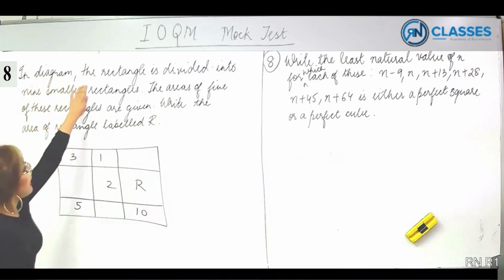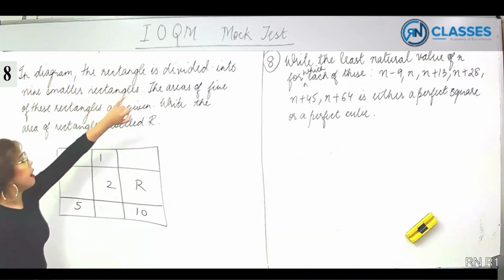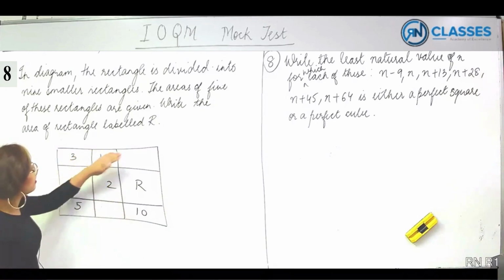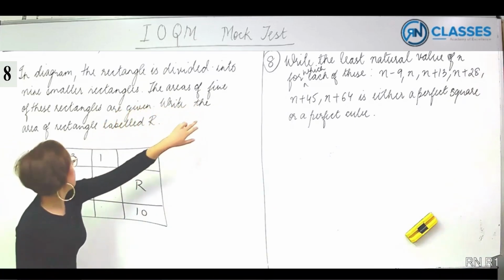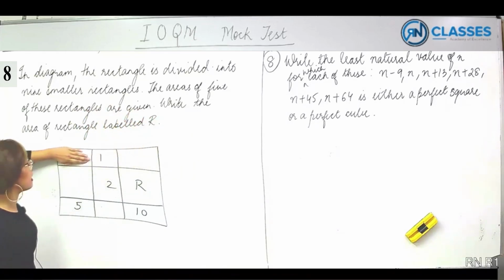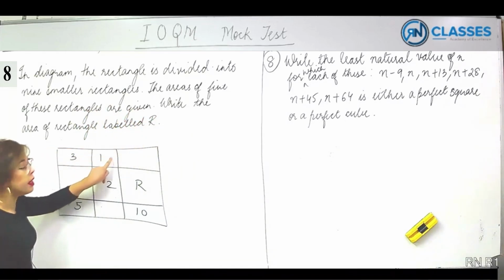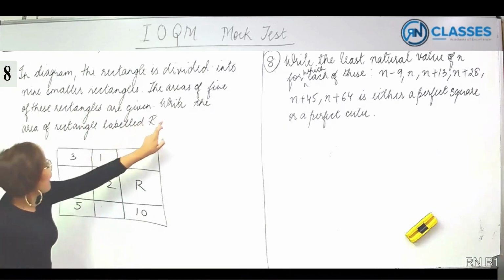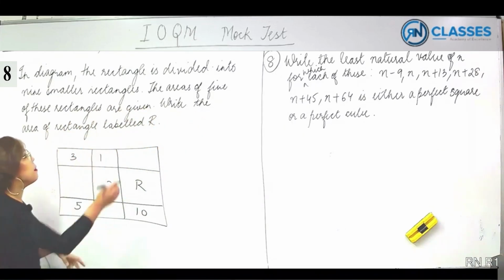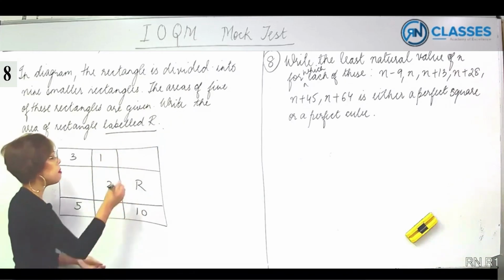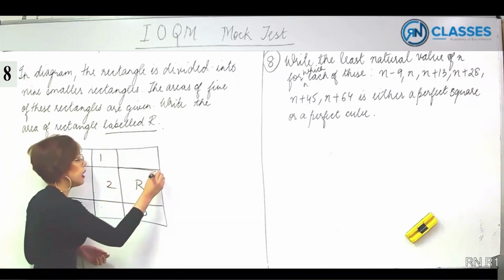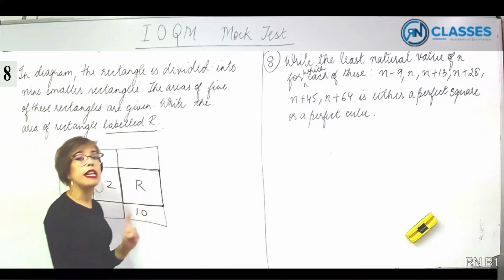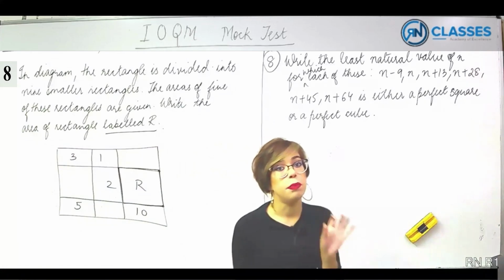In the diagram, the rectangle is divided into 9 smaller rectangles. So you can say 1, 2, 3, 4, 5, 6, 7, 8, 9. So these are the smaller rectangles. The areas of 5 of these rectangles are given. So area of this rectangle is 3, area of this rectangle is 1, area of this rectangle is 2, 5, 10. Right? Write the area of the rectangle labeled R. So that means I am interested in the area of this rectangle. Right? Now, I know that area of rectangle is length into breadth.